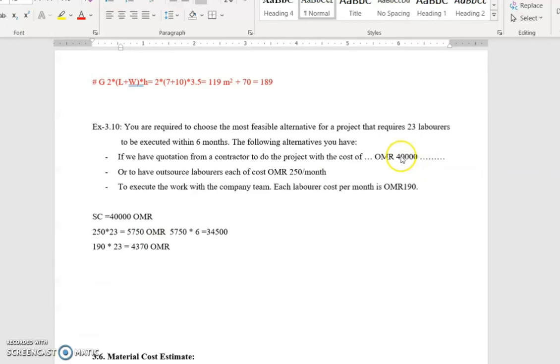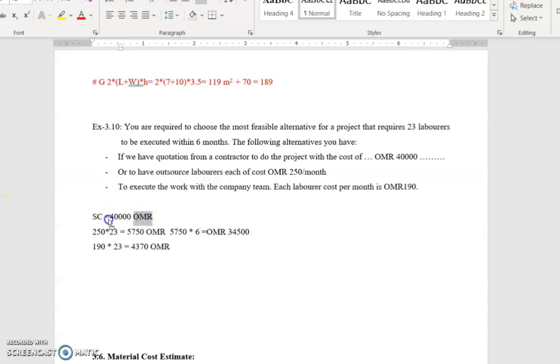This 40,000, let's suppose, or to have outsourced laborers each of cost 250 Omani riyals per month. This is like hiring the laborers from another company, a hiring company, and this will be 250 into 23 laborers to do this project. It will be 5,750 riyals per month, and the project will last for 6 months. So this is the total cost of the project.